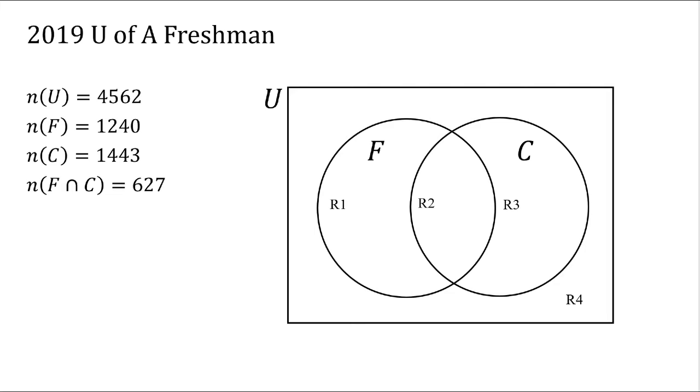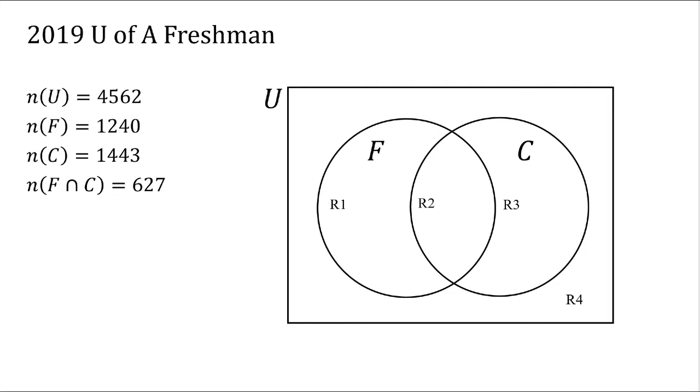So for our example, we're looking at the 2019 U of A freshman class. In that class, the number in the universal set, there were 4,562 new freshmen that year. The number of those students who are enrolled in finite, set F, was 1,240. The number of students enrolled in English composition, set C, that semester was 1,443. And then the number who enrolled in both finite and English composition was 627 that semester.